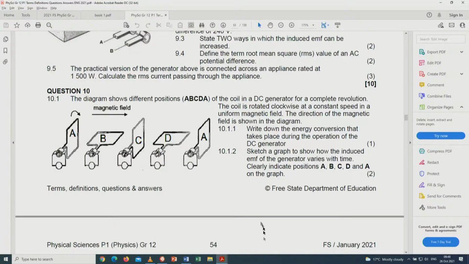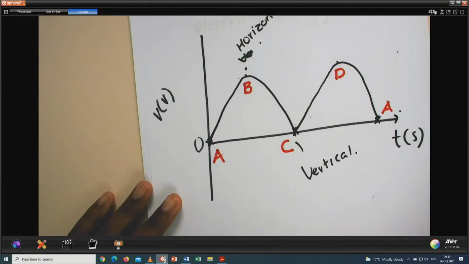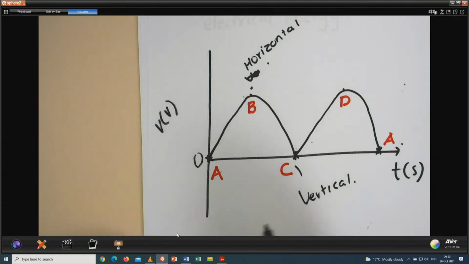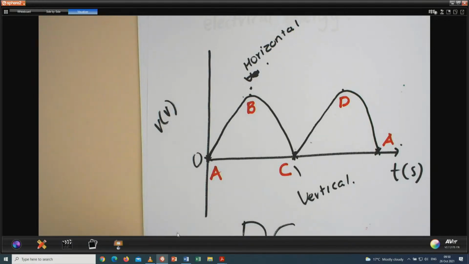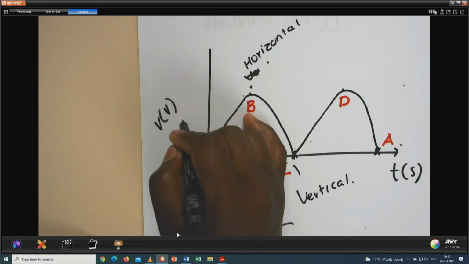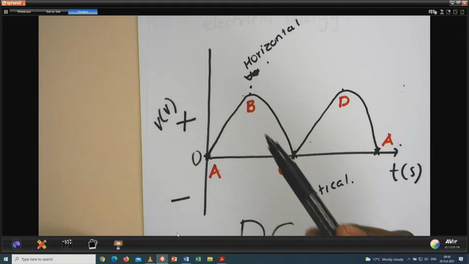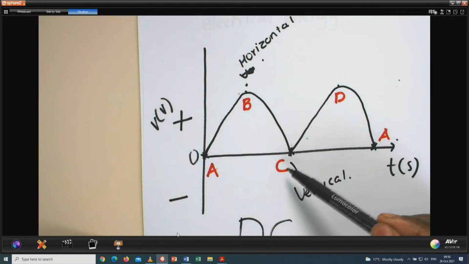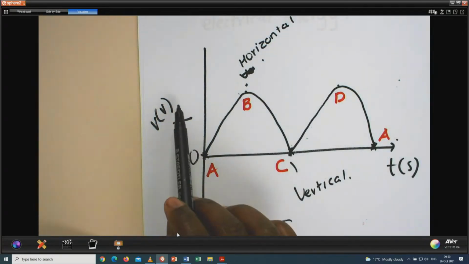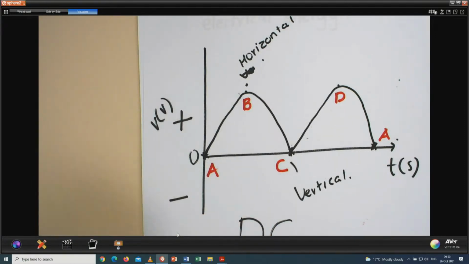The second question says, sketch a graph to show how the induced EMF of the generator varies with time. Clearly indicate positions A, B, C, D, and A on the graph. Like I said, if you interpret your question well, then you will not struggle. We said the question is telling us that this is a DC generator, so our graph is going to be on the positive end only. And then we have our points A, B, C, D, and A. It's very important that when you draw a graph, you must label your axes. So you can write voltage, or the induced EMF, versus time.